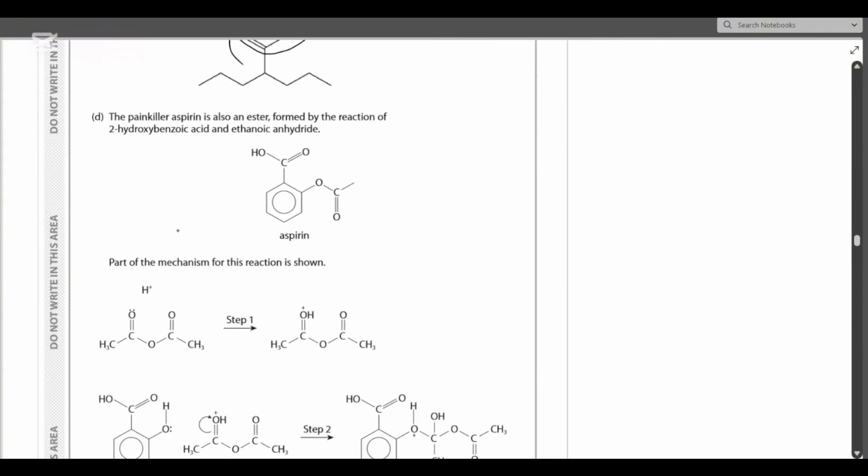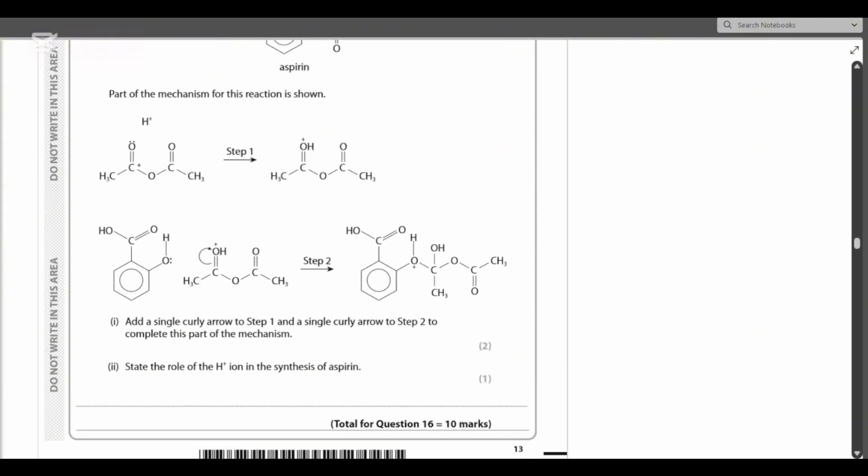That is the answer. The next one, they said the painkiller aspirin is an ester formed by the reaction of 2-hydroxybenzoic acid and ethanoic anhydride. This is part of the mechanism for this reaction, and this is the one we can see very clearly. They told us to add a single curly arrow to step 1 and a single curly arrow to step 2 to complete this part of the mechanism.